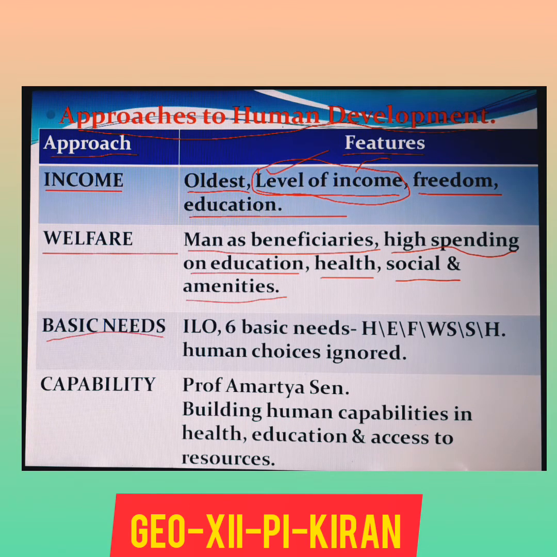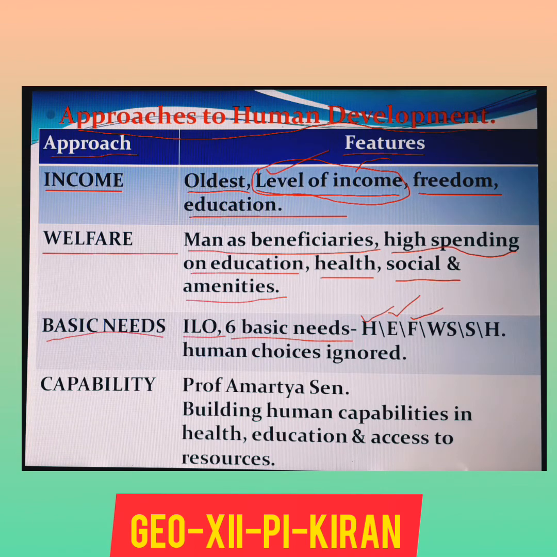The next one is the basic needs approach. It was formed by the International Labour Organization. They suggest six basic needs to be given to the people by the respective governments to have higher human development and a change in the quality of life of the people. So the first basic need is health, better health to the people. The second one is education. People should be given a lot of educational facilities and opportunities.